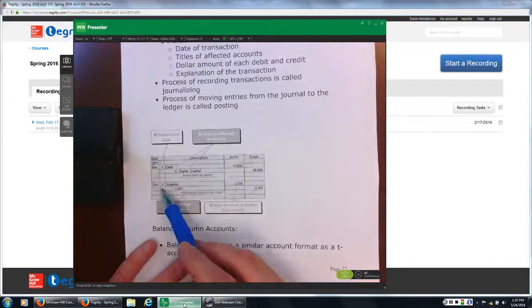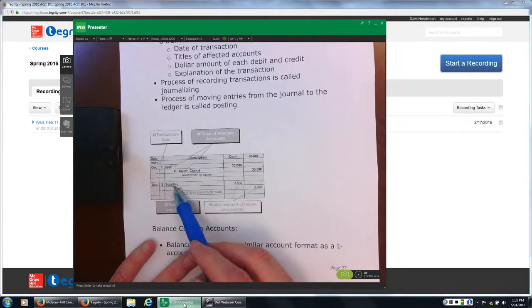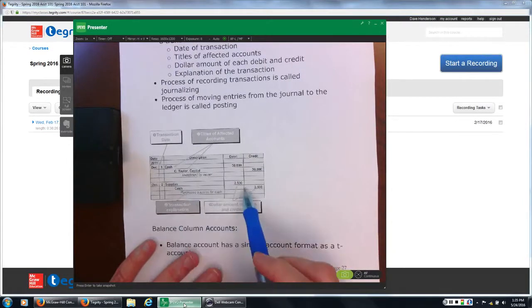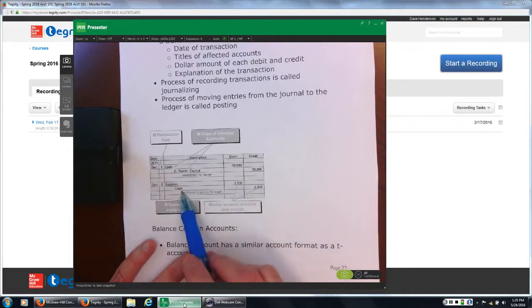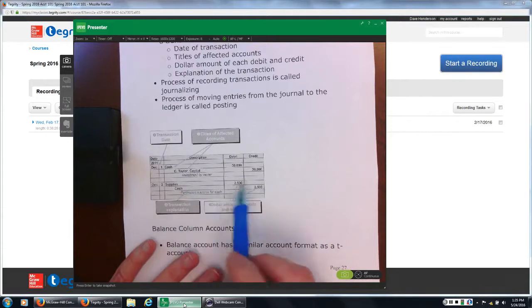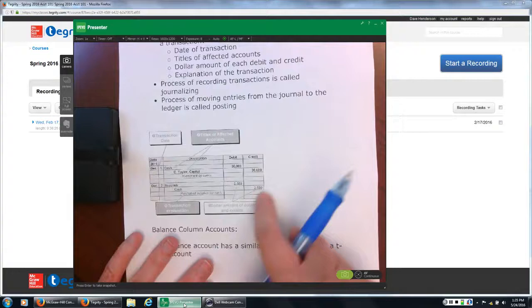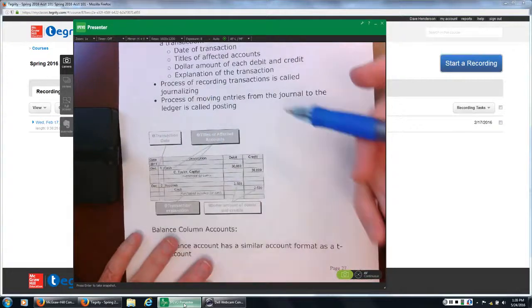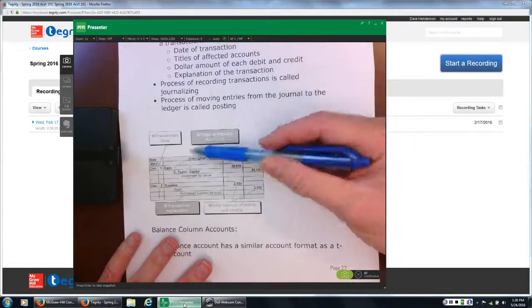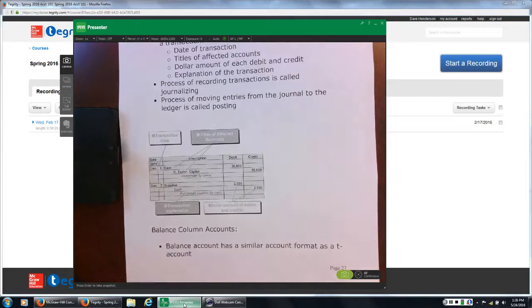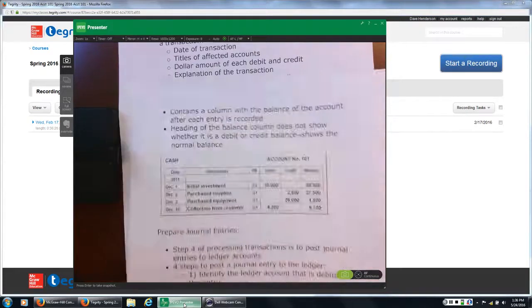Same thing here, December 2nd. I bought supplies for cash, so supplies is going up by $2,500. And then see, cash is credited, so cash is going down $2,500. Okay? So then what I can do is I come over here. So this is called journalizing. This is our general journal. So we have some transaction, we record it in our general journal, and then what we do is we come over here to our general ledger.